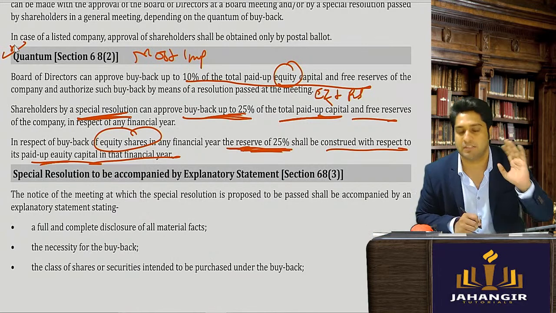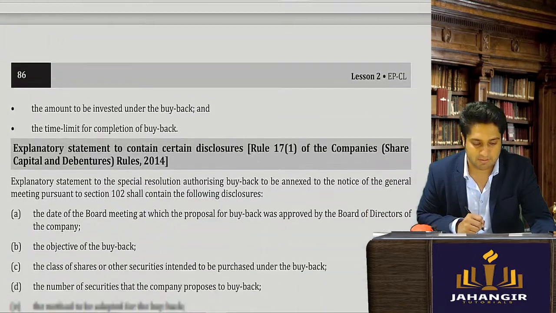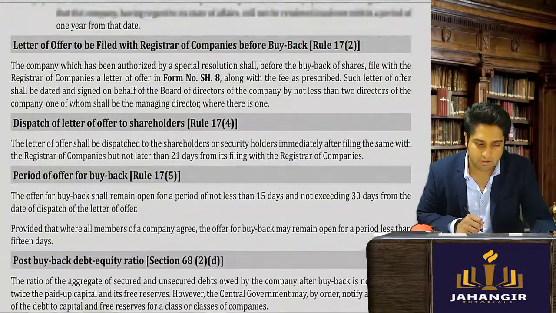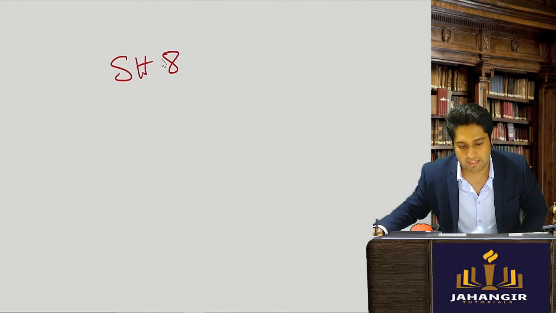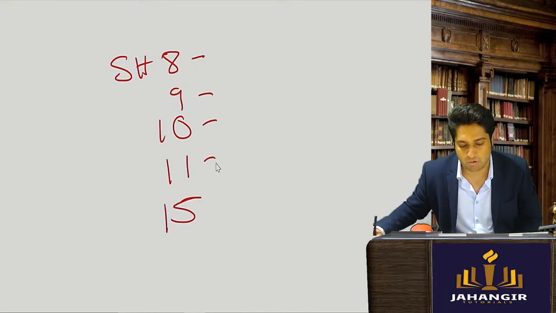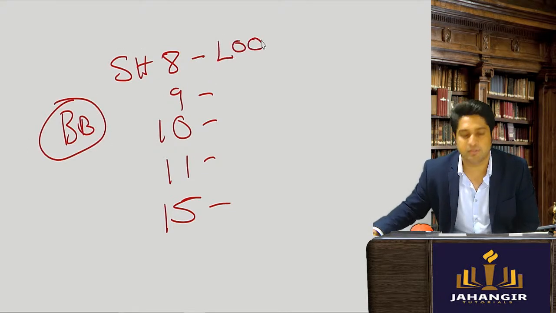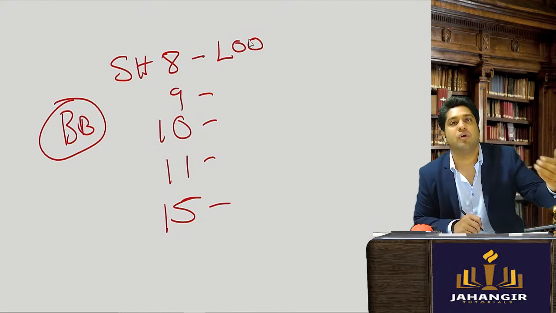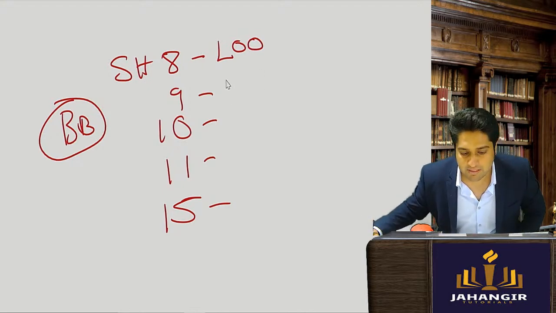So, okay, they've given you only this much, first 2 points. So remember, special resolution will be accompanied by explanatory statement, which is very simple. Explanatory statement will contain all the details. A letter of offer. Now we are going to the important points, that is your SH 8, 9, 10, 11 and 15. These are all for buyback. 8 is a letter of offer. So a letter of offer will be given to all the shareholders asking if they want to buy back, then give their reply. Then the company will also have to give a declaration of solvency.